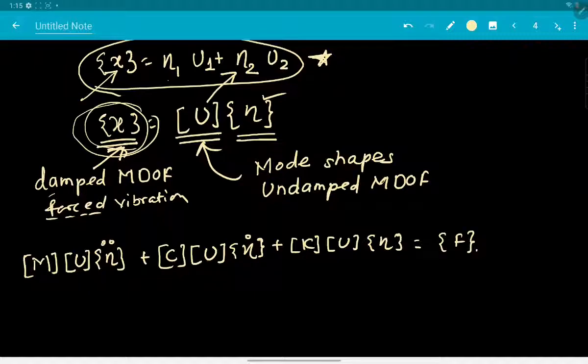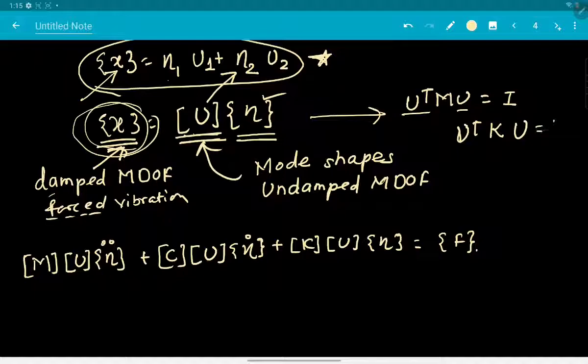Now we know that the behavior of these U's is such that U transpose M U is equal to I. We have picked U's in such a way that it comes out equal to I. So those are mass normalized U's. And U transpose K U comes out to be equal to omega r square, a diagonal term. So this is what we have so far seen.